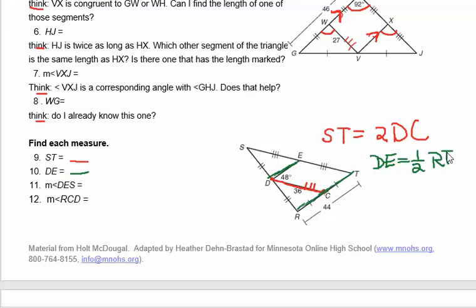And then number 11 asks for the measure of angle DES. Now you have to pick the right angle for that. DES, that's named with 3 letters, start at D, go to E, and then go to S.